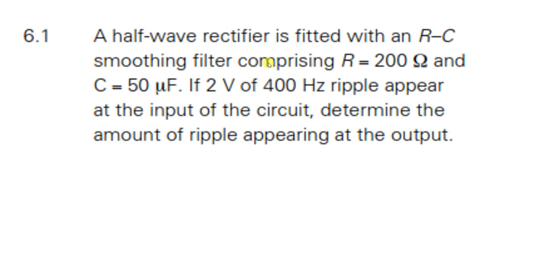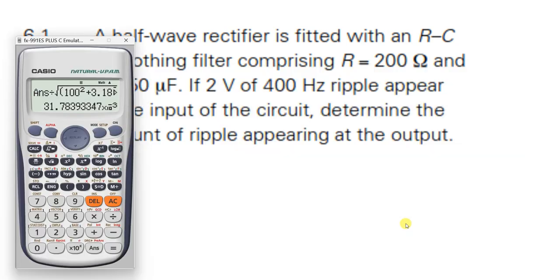If you want, you can solve this. A half wave rectifier is fitted with an RC smoothing filter. Now the R value is 200 instead of 100. The C value is 50 microfarads, the ripple content before filtering is 2 volts, and the given frequency is 400 hertz. You have to find the amount of ripple at the output. I gave this as an assignment, so you can solve that.